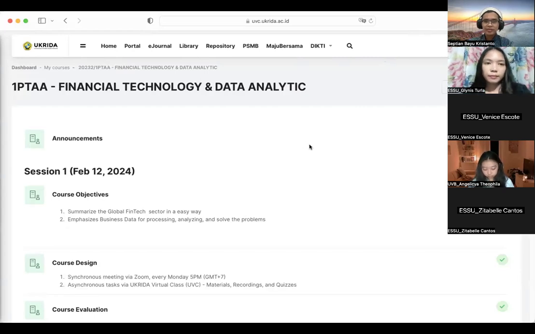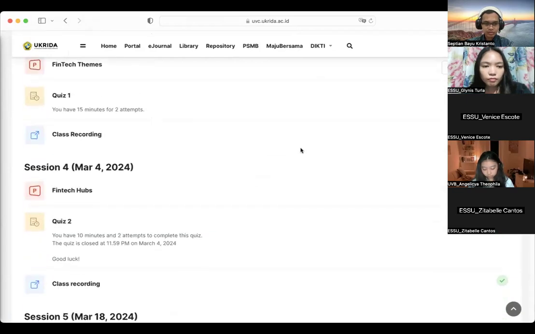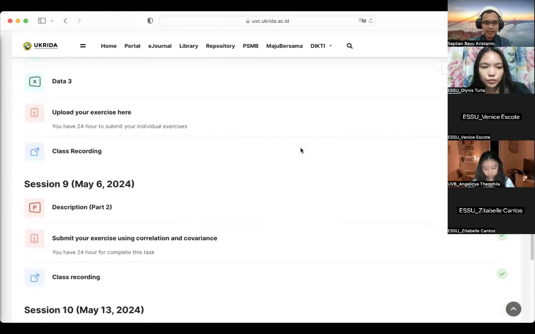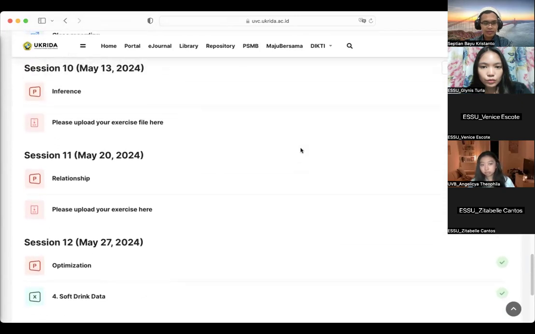After we check the virtual class, I also checked your last exercise in session 11, and all of you have completed the exercise with the material on relationships. I checked one by one that you are dealing with the regression analysis using Microsoft Excel, and all of you can explain the graphical chart and also how to do some analysis using regressions.